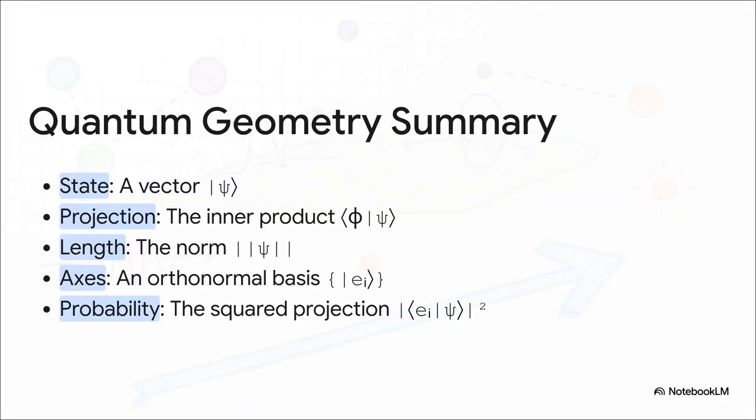All right, let's wrap this all up. Let's look at the big picture. What have we learned? A quantum state? It's just a vector. The inner product? That's just how we find projections. The norm? That's just length. An orthonormal basis? Those are just our coordinate axes. And the big one, probability? It's just the squared length of a projection. When you boil it all down, it's all geometry.